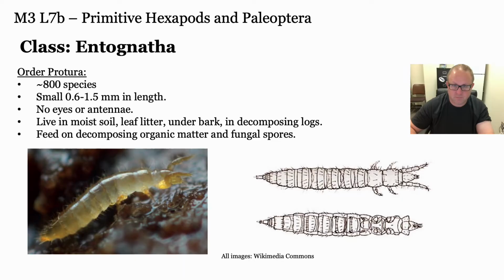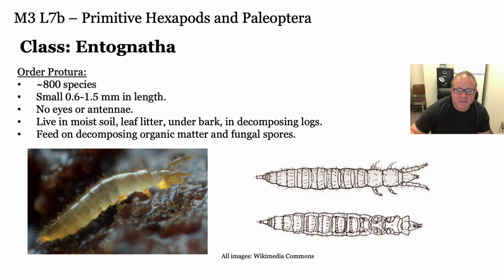All right. So Entognatha, the first order is the order Protura. Protura are crazy little things. They're almost like a little worm with legs. They have no eyes and no antennae. They have no wings. They have very little sensory perception, actually. They kind of just live in the soil. They live in decomposing logs. They eat a lot of fungus and some bacteria and other organic material. It's just whatever they can get their mouths on. They're really small, at biggest like 1.5 millimeters in length. There are about 800 species. They're hard to find.